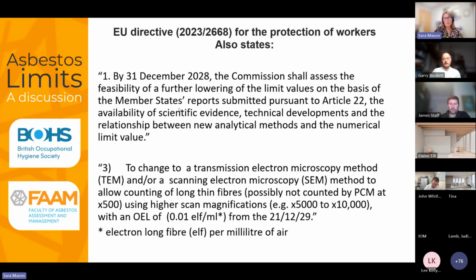So we've got two points here. In December 2028, the Commission will assess the feasibility of further lowering the limit values on the basis of the member states' reports submitted pursuant to Article 22. So this will mean a lot of technical development. Some countries are already introducing TEM and SEM, others are still using PCM. So we're watching carefully as to how this is going to pan out. And then we've got this significant change into looking at what Gary has named electron long fibres, these very thin fibres, but we don't know what the methodology is going to be. So again, we're watching that closely and we'll report back to FAM members.